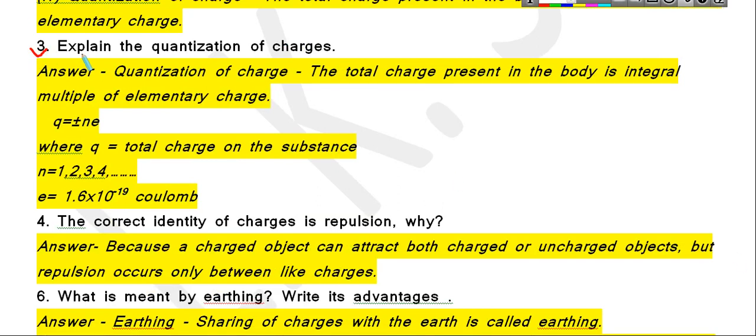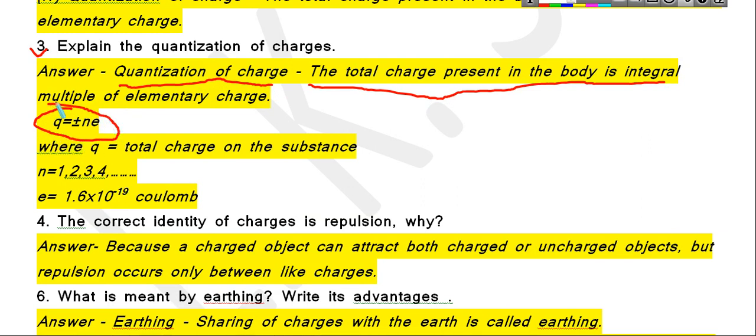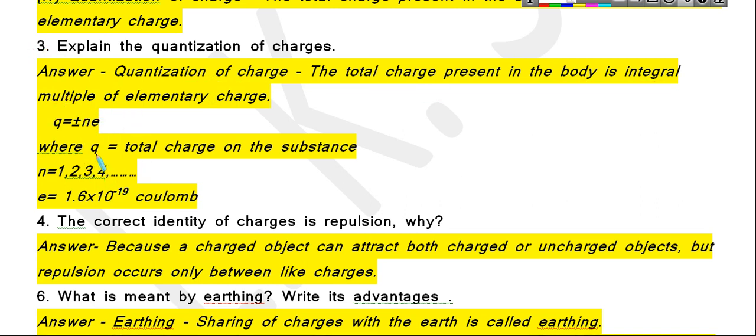Now question number 3. Explain the quantization of charges. The total charge present in the body is an integral multiple of elementary charge. This is the formula, and you can write the sentence with this formula, where Q is total charge, n is an integer and e is elementary charge. It can be written as: the total charge on a body is an integral multiple of elementary charge. This is known as quantization of charge, where Q is the total charge on the substance or body, n is 1, 2, 3, 4, 5 integers and e is equal to 1.6 into 10 to the power -19 coulomb. It is known as elementary charge or charge on electron.